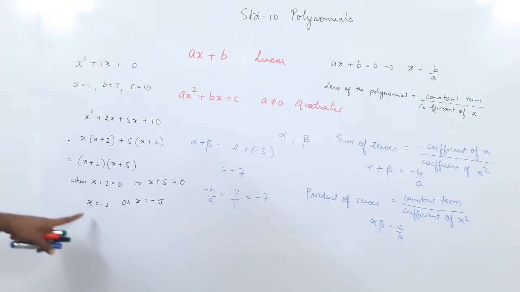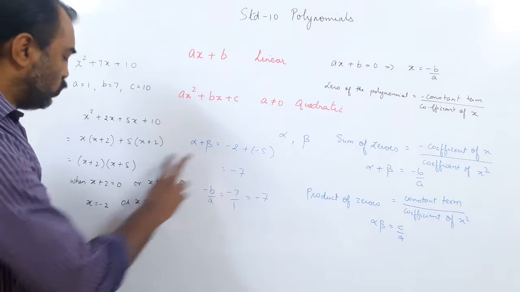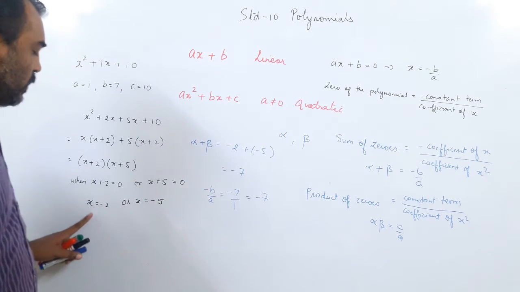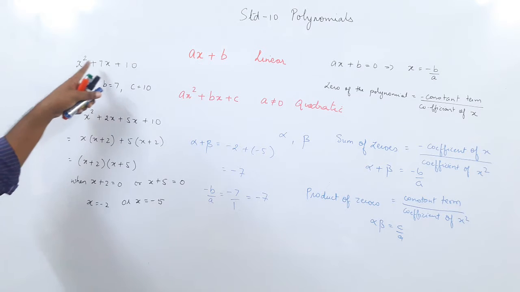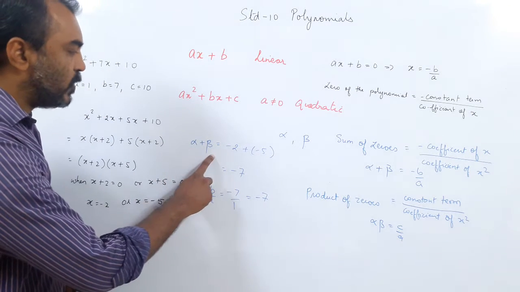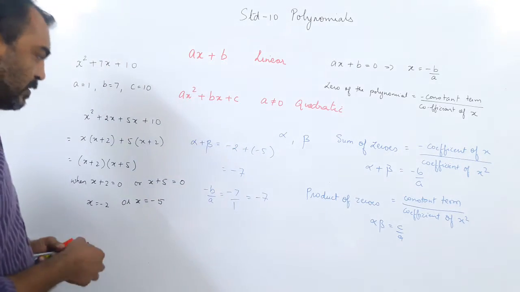So first we found the roots, and we got minus 2 and minus 5. Now we verify. If we add the two zeros, the roots, what does zero mean? When you put the value in, the quadratic equation becomes 0. So if you add the roots, alpha plus beta, you get minus 7, and minus b upon a is also minus 7.